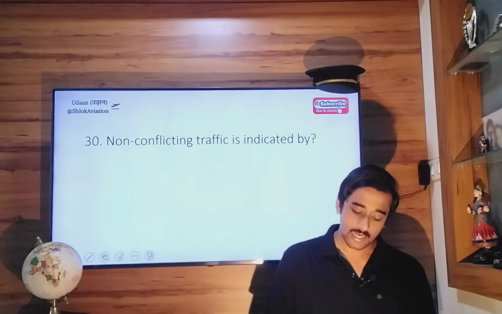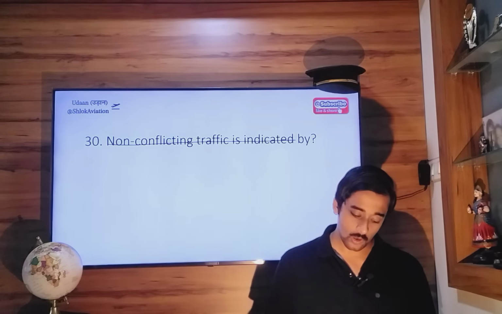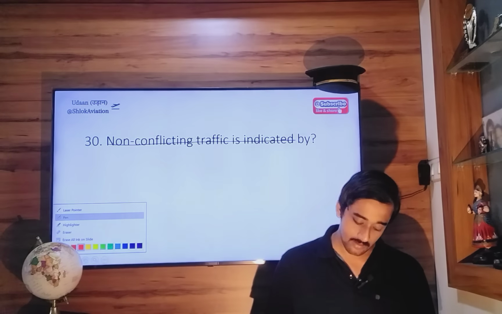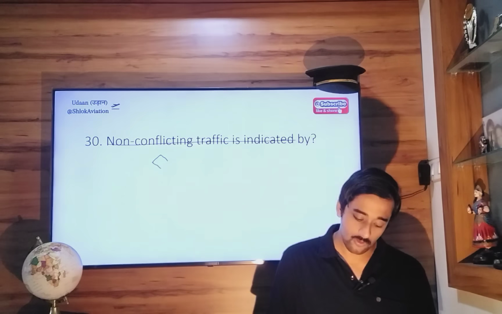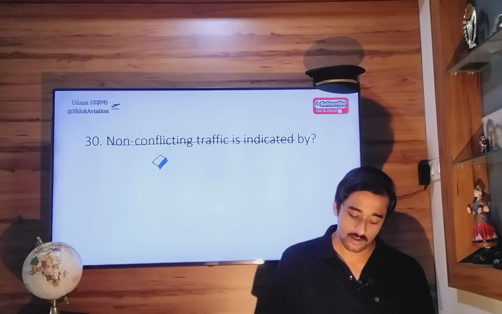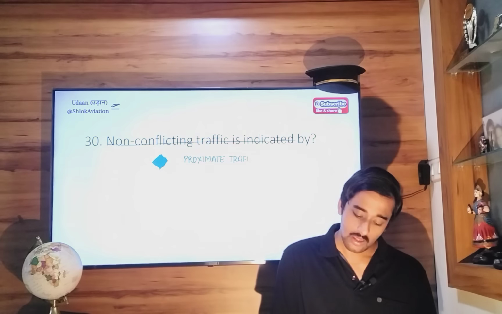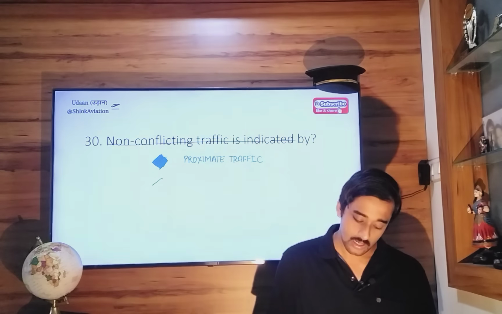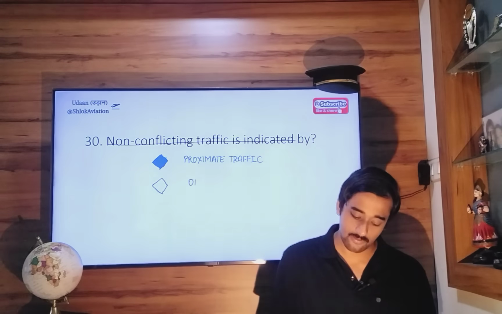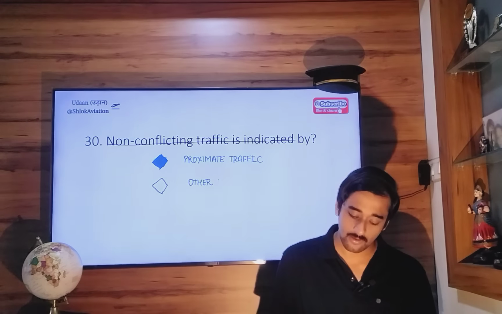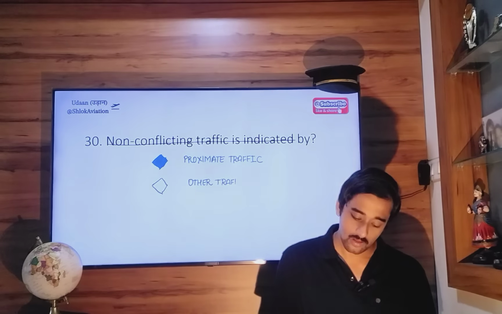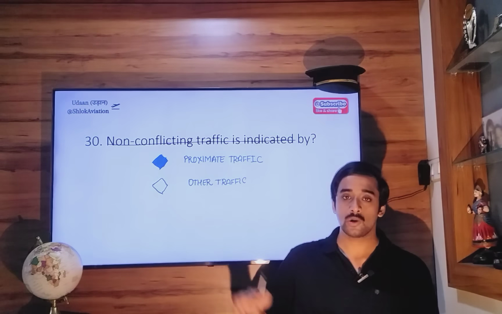Next. Non-conflicting traffic is indicated by what? So one, we have a blue filled diamond, which indicates proximate traffic. We have a hollow diamond, which indicates other traffic. So that is non-conflicting traffic. So the correct answer will be this one, a hollow diamond.